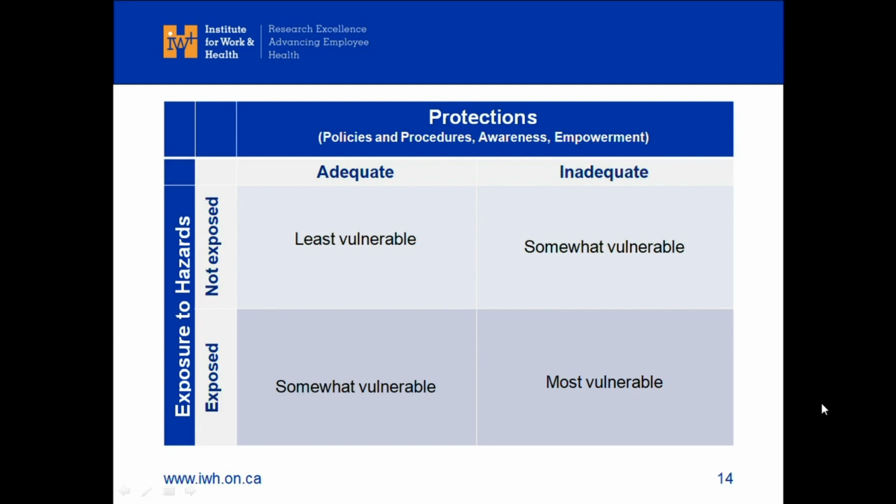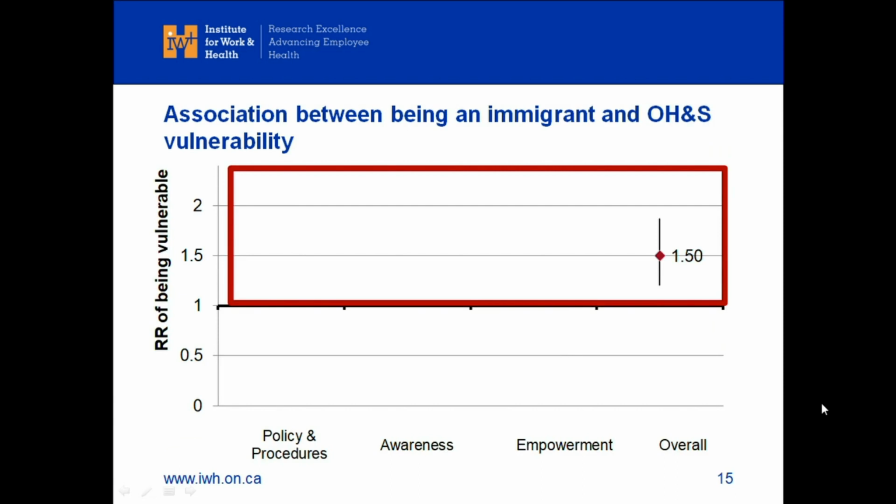So here we have each one of the 4 dimensions that we measured. And just to remind you, we took 2 of those dimensions together to identify who was most vulnerable. Individuals who were exposed to hazards and had an inadequate any one of those 3 protections we defined as vulnerable. And we compared the immigrant and refugee population that we spoke to to that larger Canadian-born Ontario worker sample that we surveyed at the same time. And overall, we found that immigrant workers were 1.5 times more likely to experience overall occupational health and safety vulnerability. So that's what this number here represents.